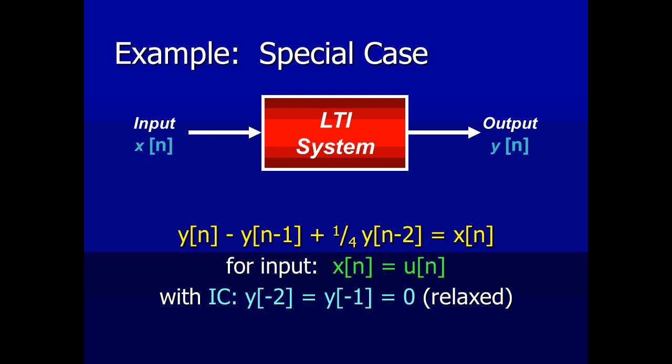All right. What is the characteristic equation of this system? z squared minus z plus 1/4 equals 0. Would everybody agree with that? You might have started with 1 minus z to the minus 1 plus 1/4 z to the minus 2 equals 0. Multiply everything by z squared and get the characteristic equation.